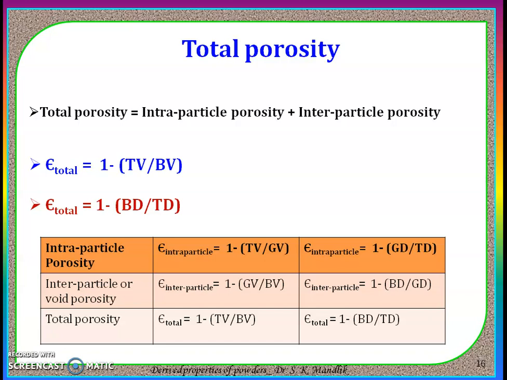So let us understand total porosity. Total porosity is nothing but the addition of intraparticle porosity and interparticle porosity. So if we rearrange the intraparticle and interparticle porosity formulas, in terms of volume and in terms of density, we will get the final total porosity, which is 1 minus tapped volume upon bulk volume. This is in terms of volume. Total porosity in terms of densities is calculated by 1 minus bulk density divided by tapped density.